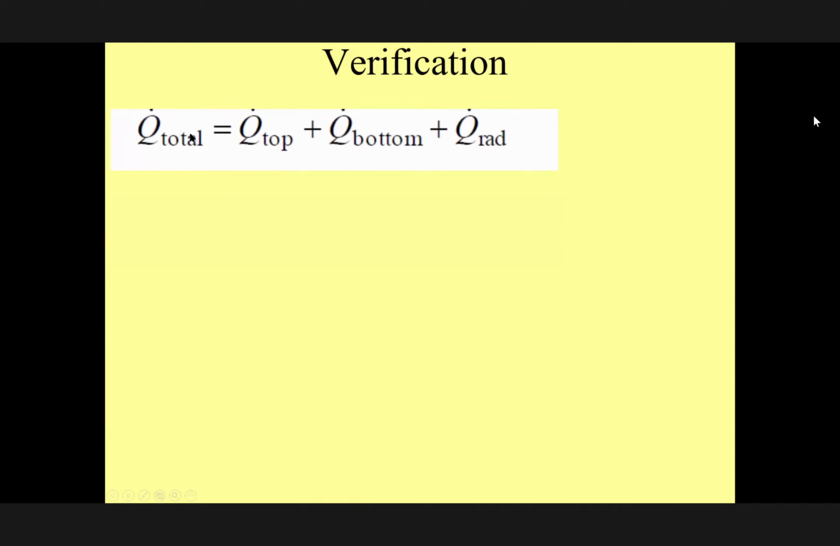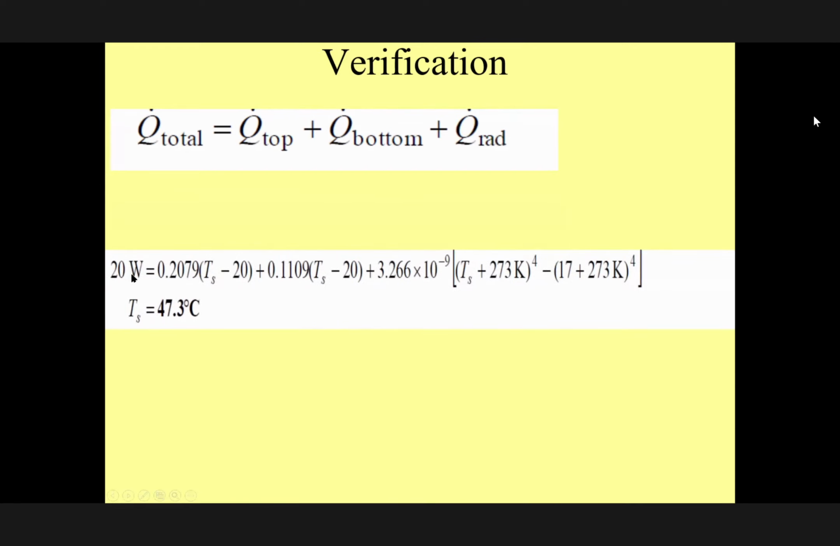Therefore, we write the total energy equal to the loss from the top, bottom, and radiation. 20 watt, this is energy loss from the top, this is energy loss from the bottom, and this is energy loss by radiation. If you solve here, the only unknown is the temperature Ts. When we calculate, the temperature Ts is around 47.3. Any question?